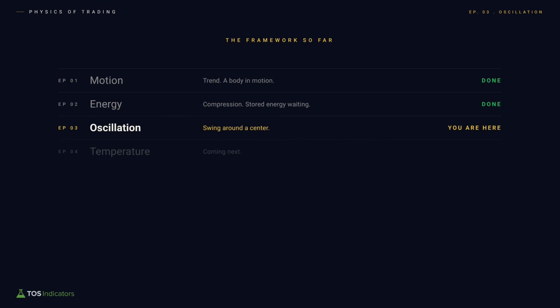As of this moment in this course, we have covered 3 different episodes. In the first episode, we talked about trend, where motion dominated. In the second episode, we talked about compression, where stored energy waits. And finally, in the third episode, we talked about oscillation, which is where the system swings around the center, aka a range-bound market. We have 2 episodes left.